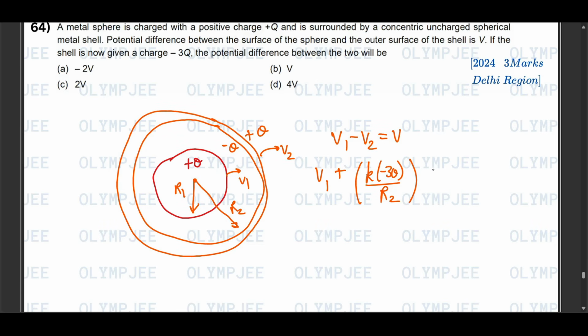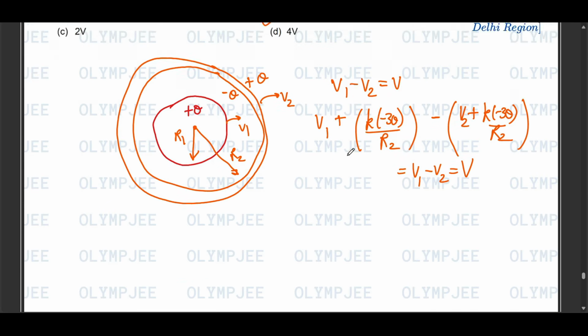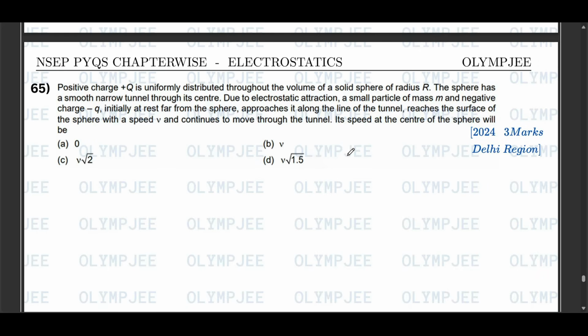And so this thing is equal to this thing and there is minus between, so this will also be equal to V1 minus V2, which is V. So the answer will be V only. This is a good question. So moving on to question 65.